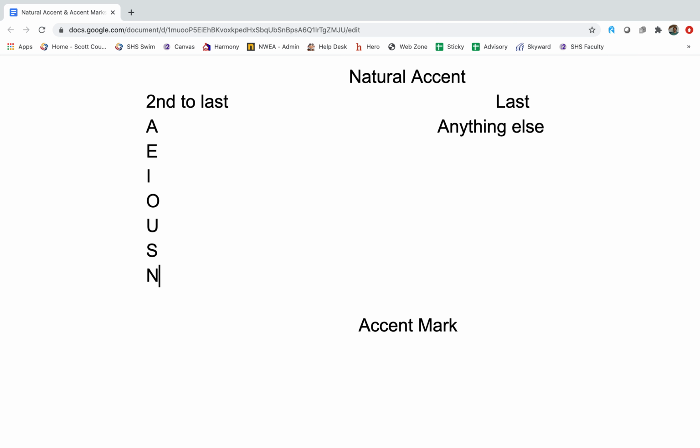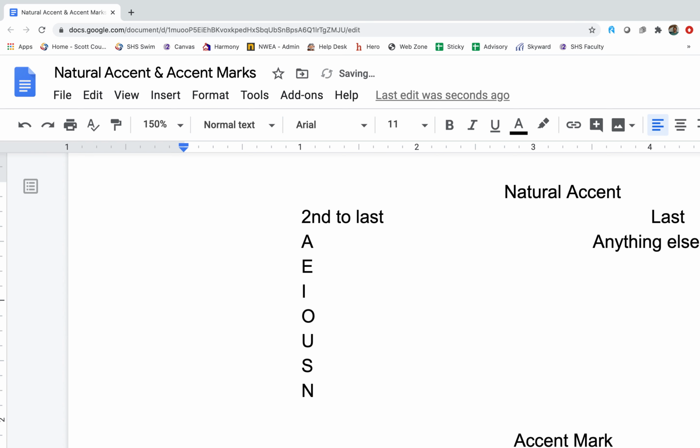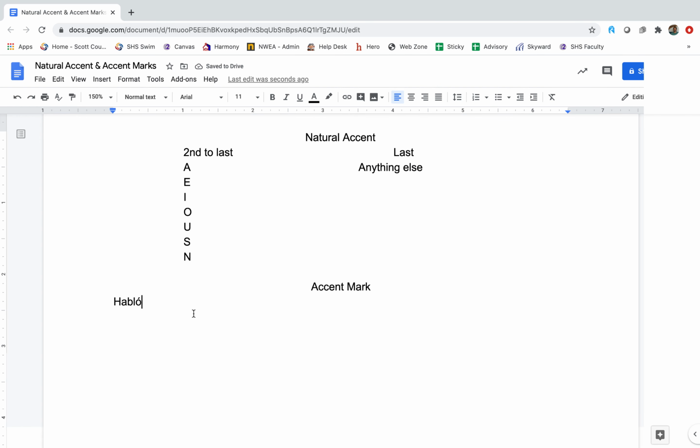If you thought the natural accent was easy, you're going to love the accent mark. It is even easier. So the accent mark does exactly what it sounds like. It marks where the accent is in a word. So if I have an accent mark, then I don't have to pay attention to any of these rules that we just learned. The accent mark says, yeah, we're not going to worry about natural accent. Instead, the only thing that matters is where the accent mark is.